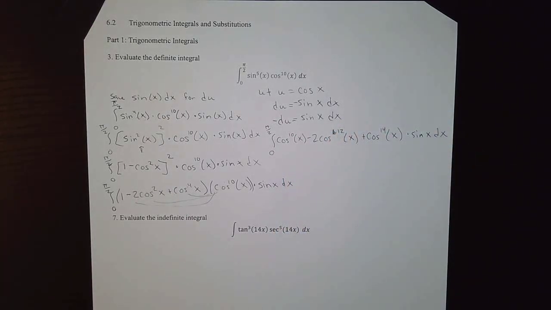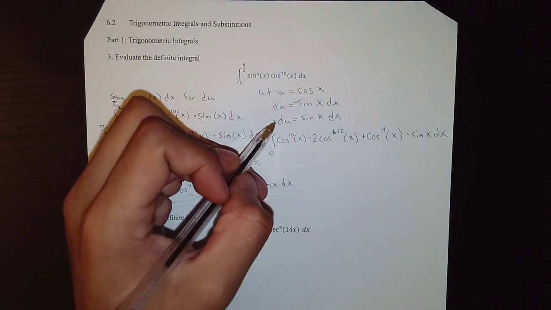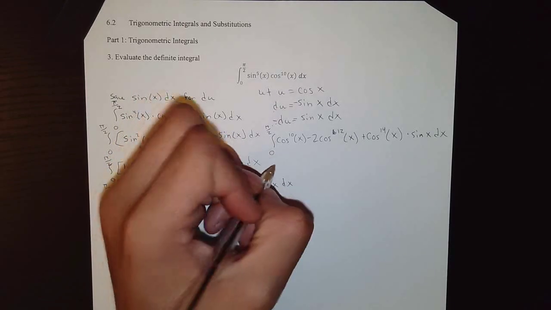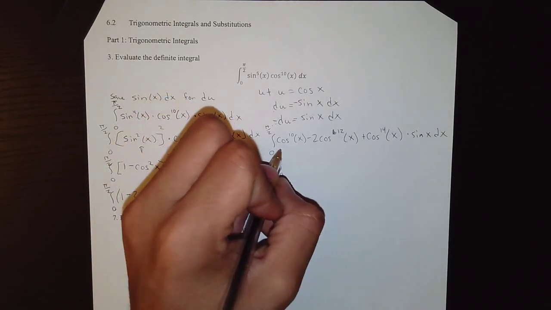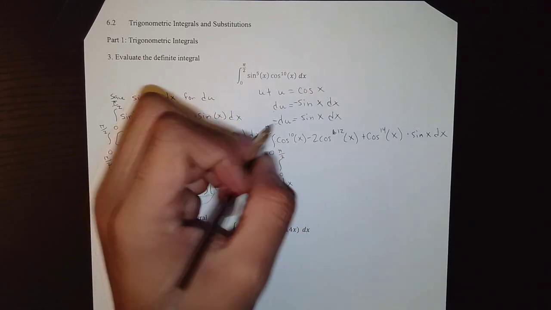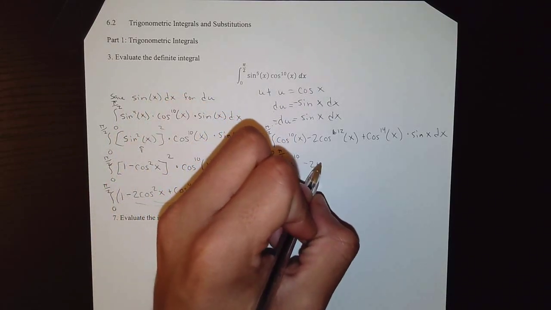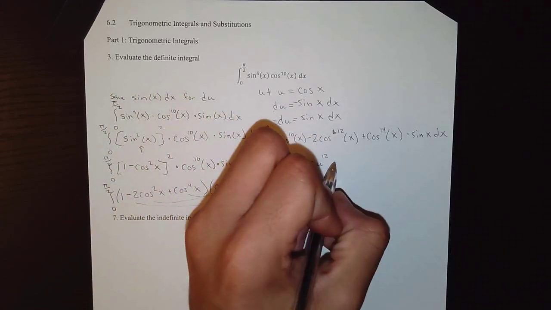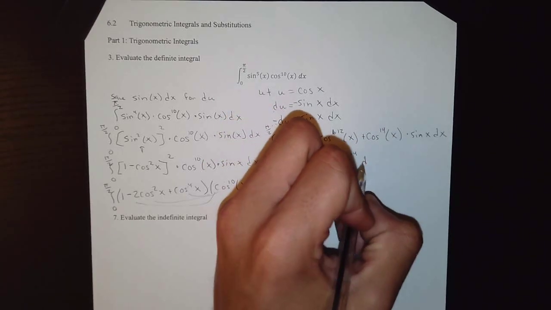And now we can use our u substitution. So if we let u equal cosine of x, we have to substitute a negative du. So this would become a negative integral from 0 to pi over 2 of u to the 10th power minus 2u to the 12th power plus u to the 14th power. And we're integrating with respect to u.